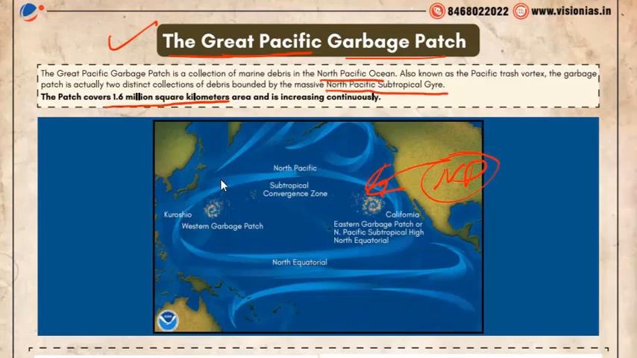Because of the ocean currents, there is formation of a gyre. This is a gyre where these garbages are trapped, and this shows the Western Garbage Patch and the Eastern Patch near California, in the North Pacific subtropical area.